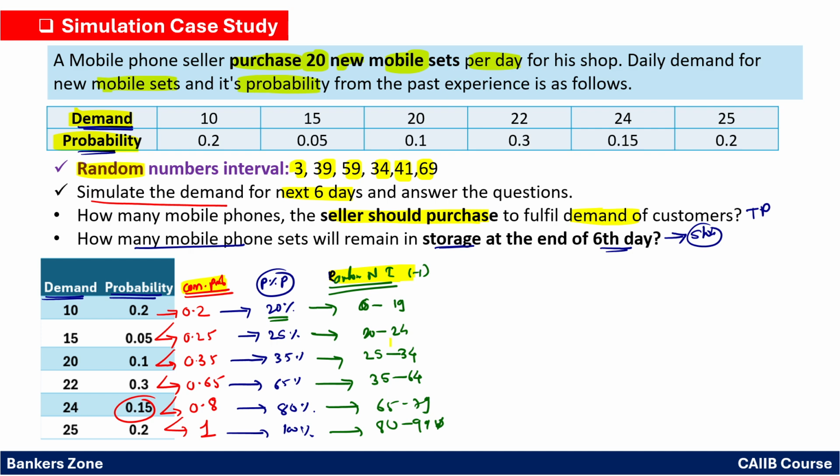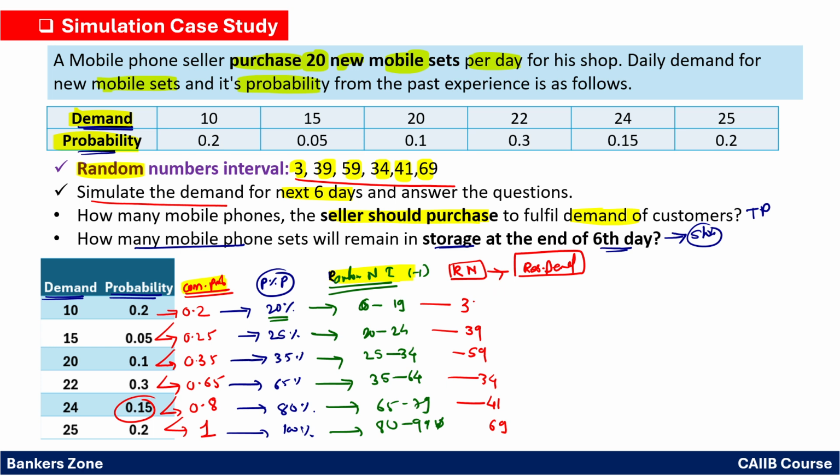Once you have the random number interval, we already have the random numbers. They have already provided 3, 39, 59, 34, 41 and 69. These are the random numbers which they have provided. Now our part is to find the respective demand. So now we have to find the respective demand with respect to the random number.